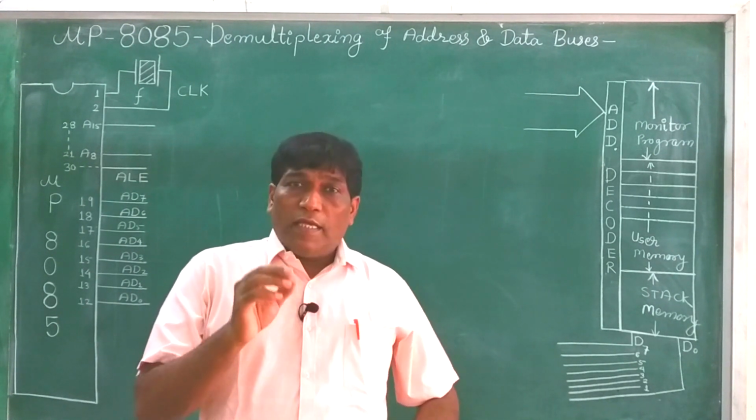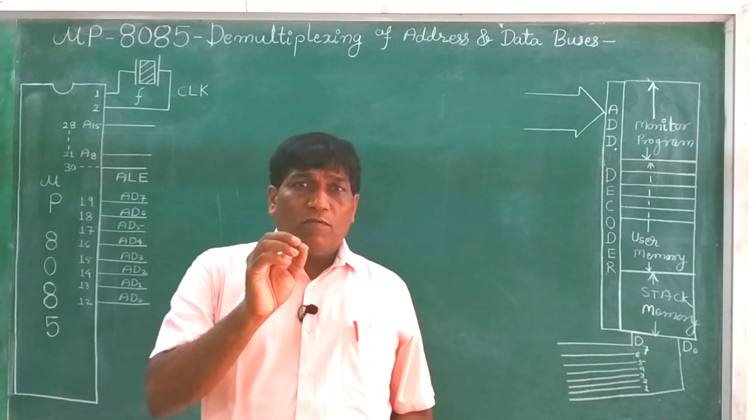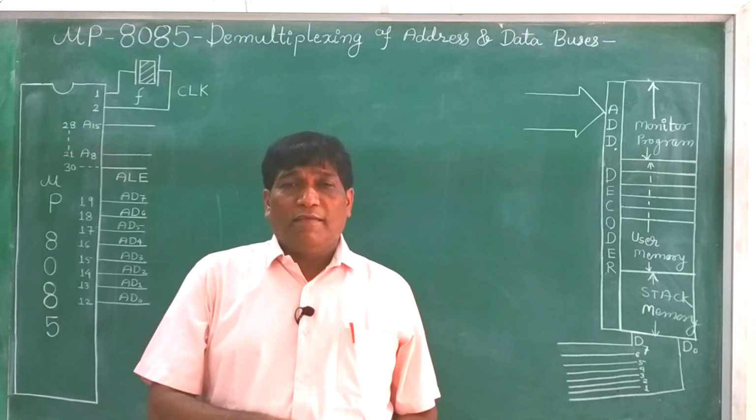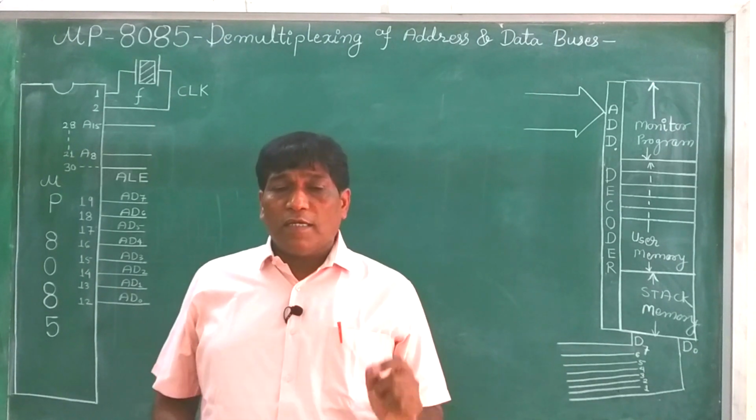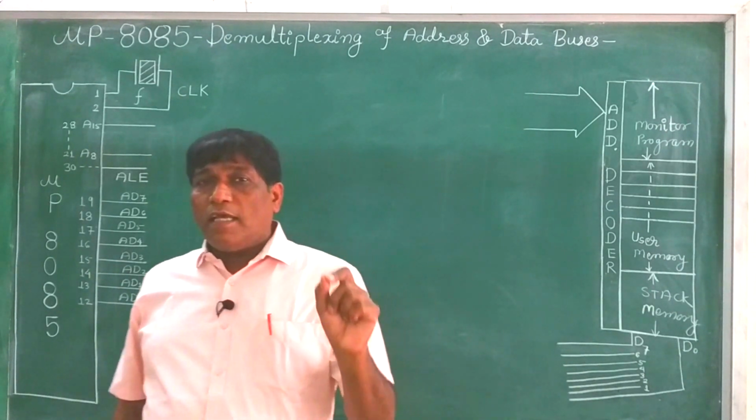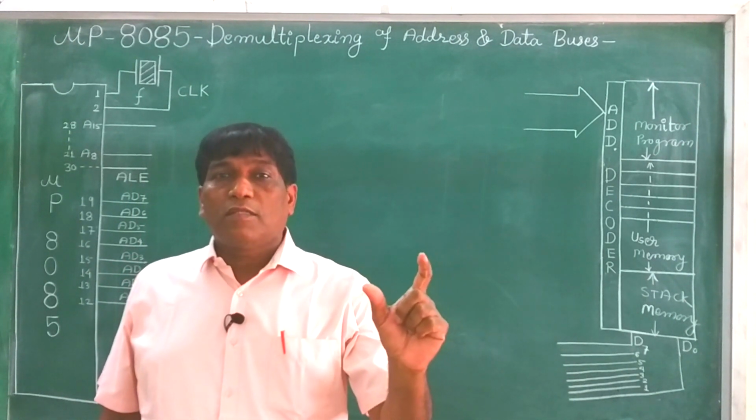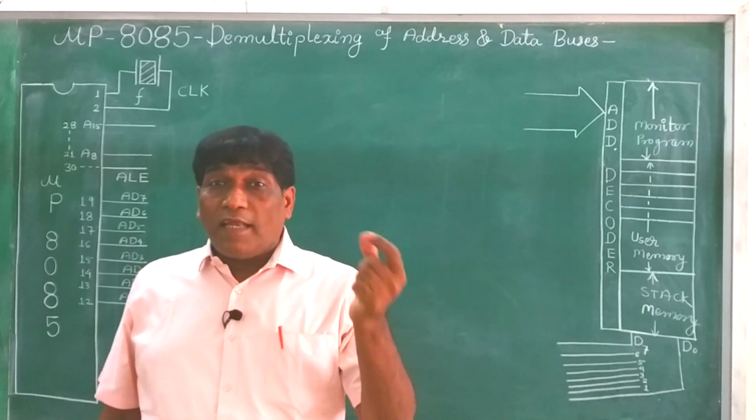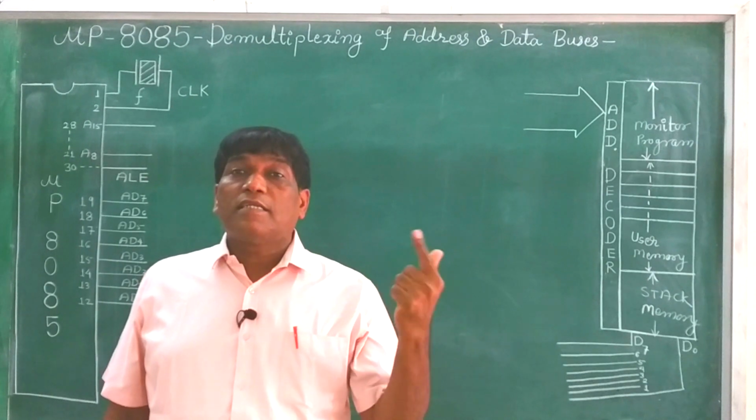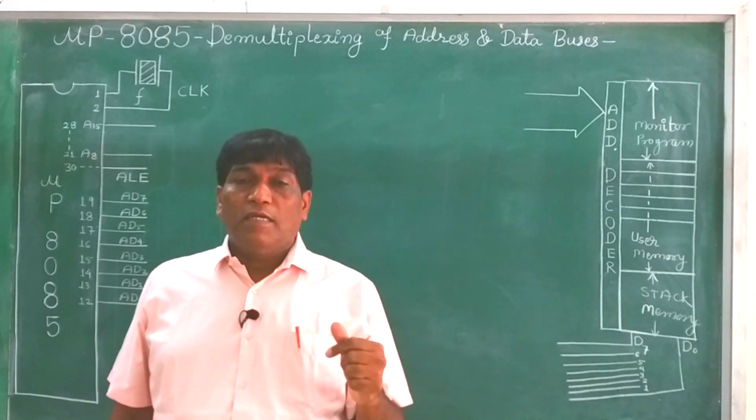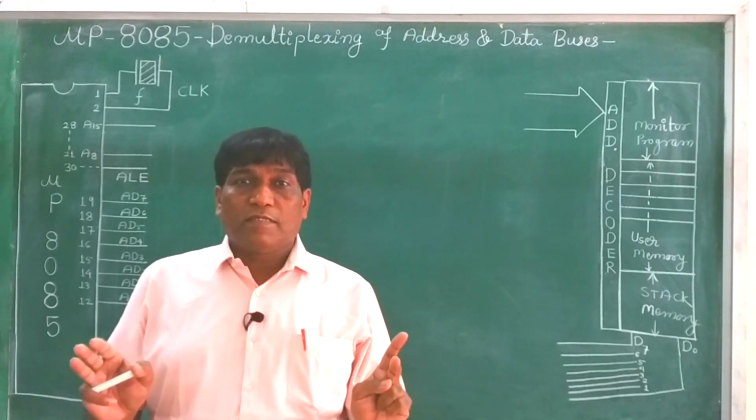So for this ALE signal, today I will give you a very important clue for remembering it. A very important formula I will give you at the last. But first we will understand how this ALE, address latch enable, is enabling the latch. What is the latch and what is its importance in this demultiplexing process? Demultiplexing means the separation of address and data buses.